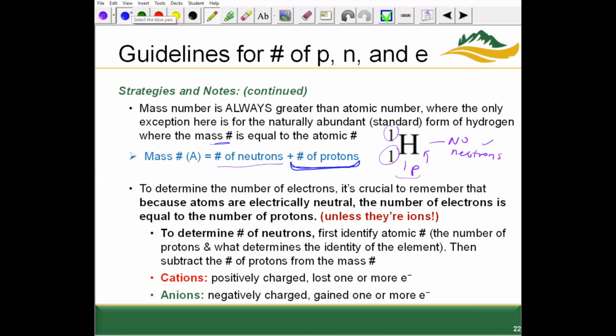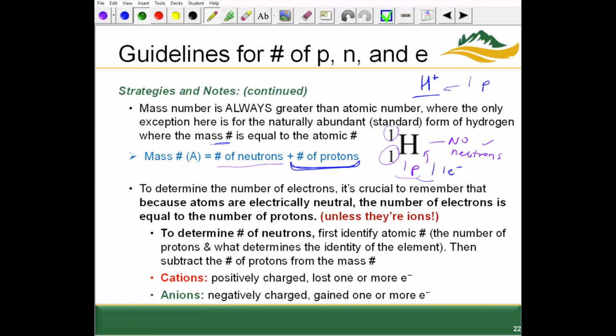What's the number of electrons, just to practice? Well, it would have 1 electron for a neutral atom of hydrogen. What about H+, just for practice? That's a cation. That means it lost 1 electron. So this form of hydrogen actually only has 1 proton, no electrons, and no neutrons.